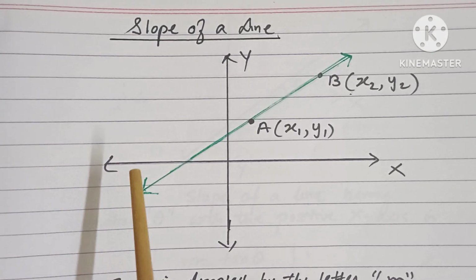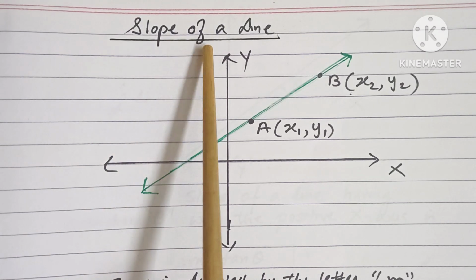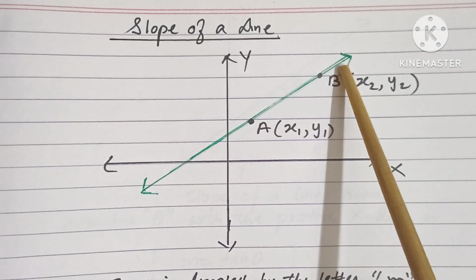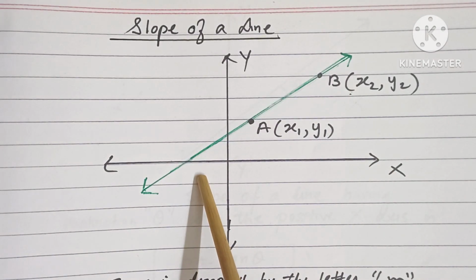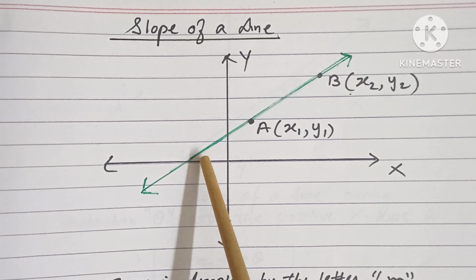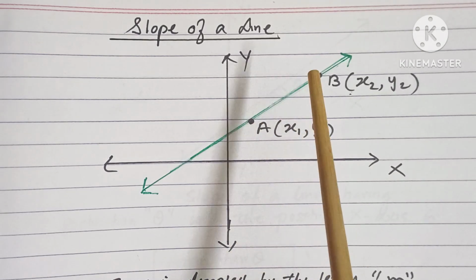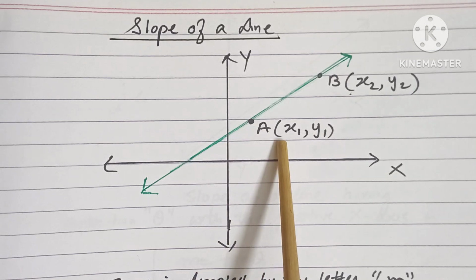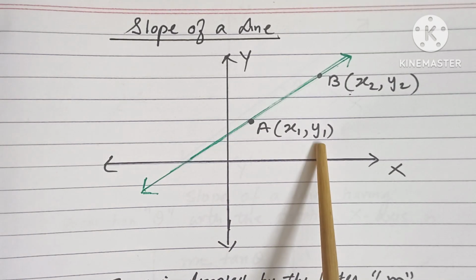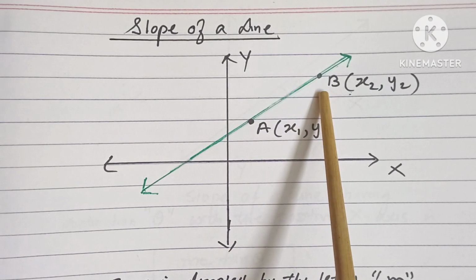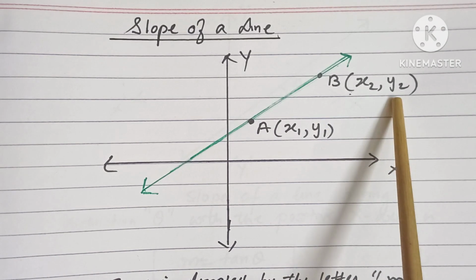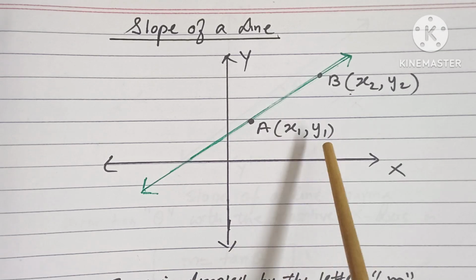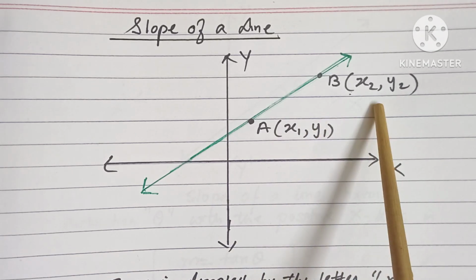In this video, we shall be learning how to find the slope of a line. Now consider this green line. As you know, a line is a set of infinite points. Now let us consider any 2 points on this line, say point A with coordinates x1 and y1 and another point B with coordinates x2 and y2. So now we can find out the slope of this line using the coordinates of these 2 points.